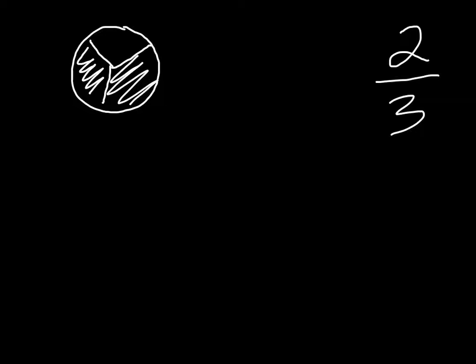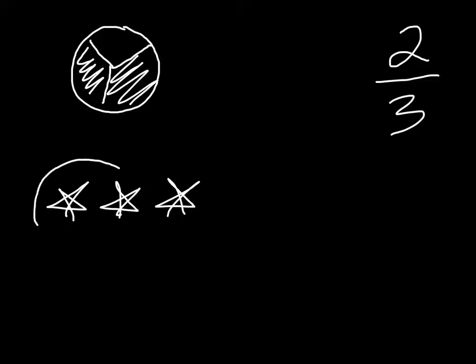All right, let's try a different way. We could also show 2/3 of a set. So if we had 3 stars, I knew to draw 3 stars because 3 is in the denominator and that's the total amount. And out of these 3 stars, you would be circling 2 of them to show the numerator. So here I have 2/3 of the stars circled.